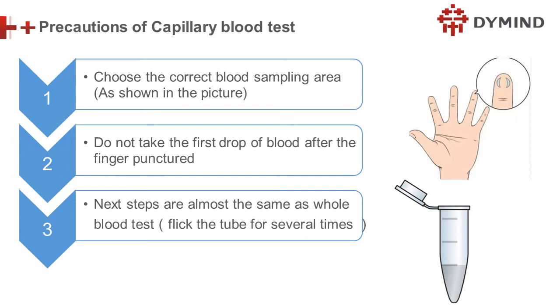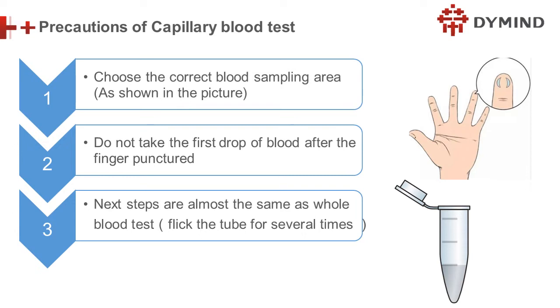First one, choosing the blood sampling area. Generally, we're using the second finger, right? And the puncture in the middle. We do puncture in the middle, not other places, not here, not here, not here. Just at the middle end of the finger, the second one. And do not take the first drop.